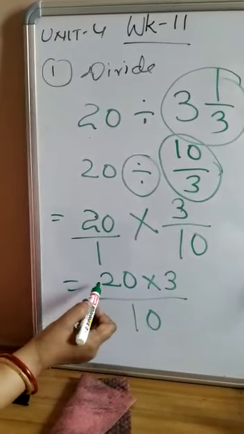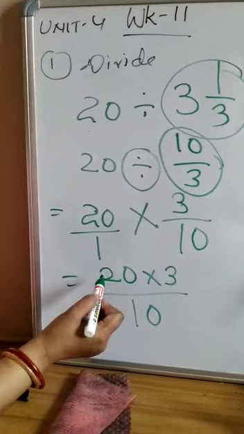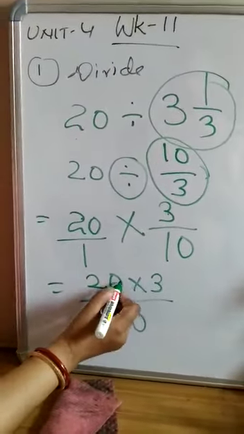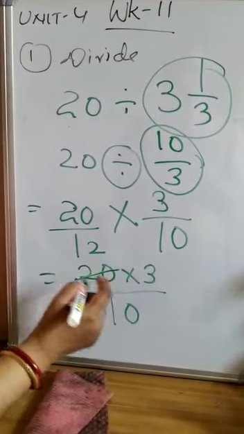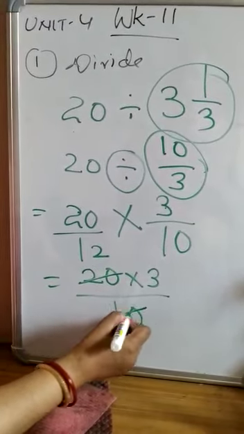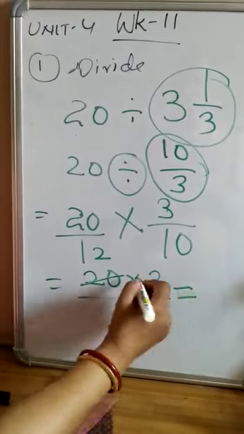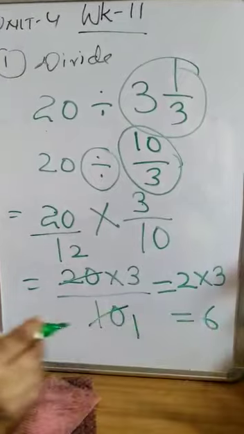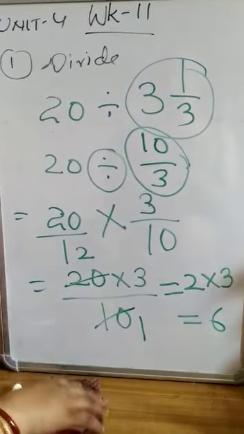Now here children, 20 and 10, both of them have the common factor 10. So we divide 20 by 10, we get 2, and we divide 10 by 10, we get 1. So the answer is 2 into 3, that is equal to 6. Okay children? Now let us take another example.